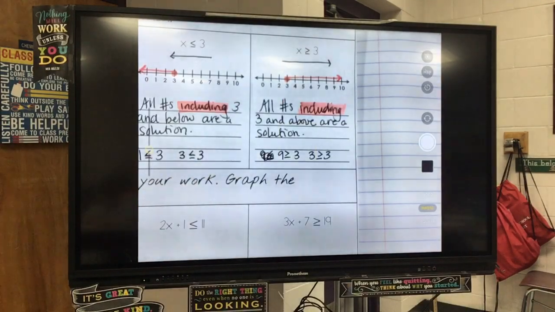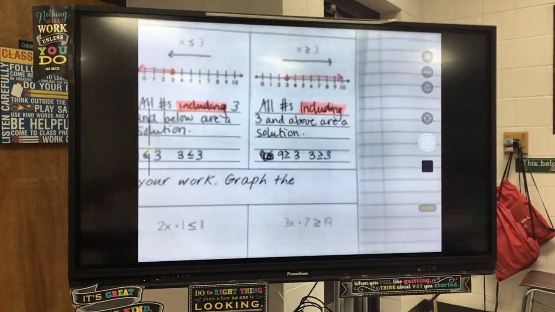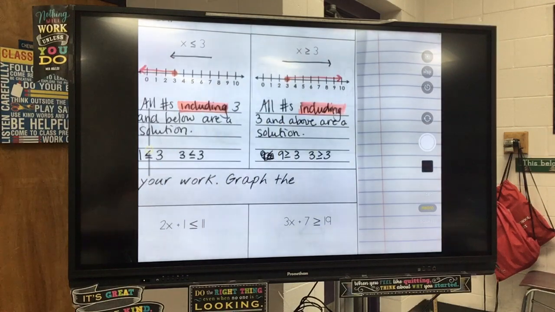All right, go ahead and glue this in on the writing and graphing inequality. Please glue this in because I do not want you to lose it, because we are coming back to this on Monday.